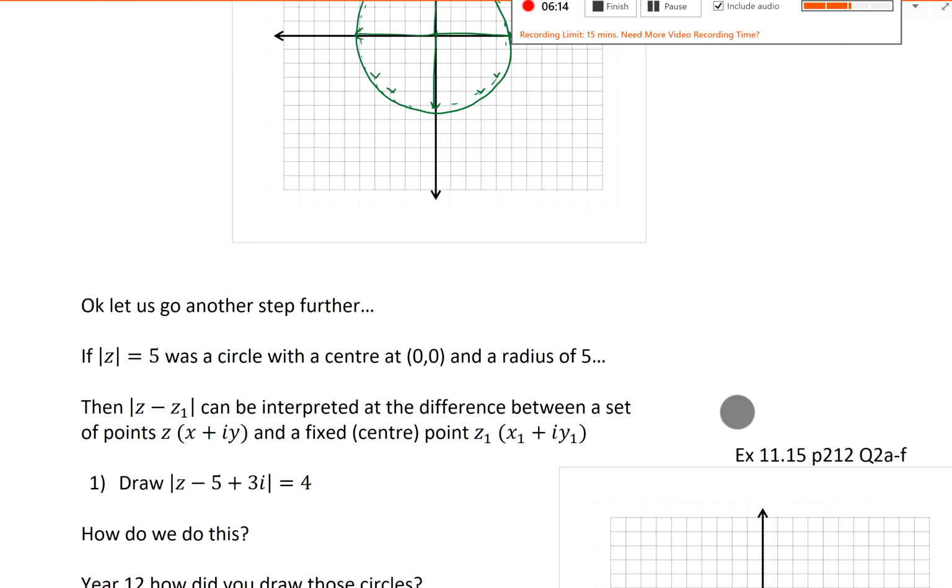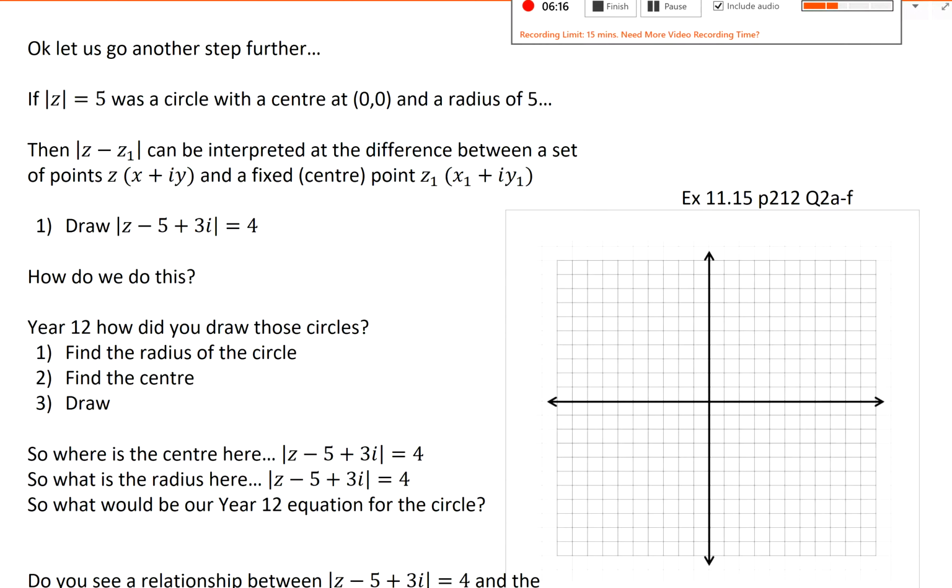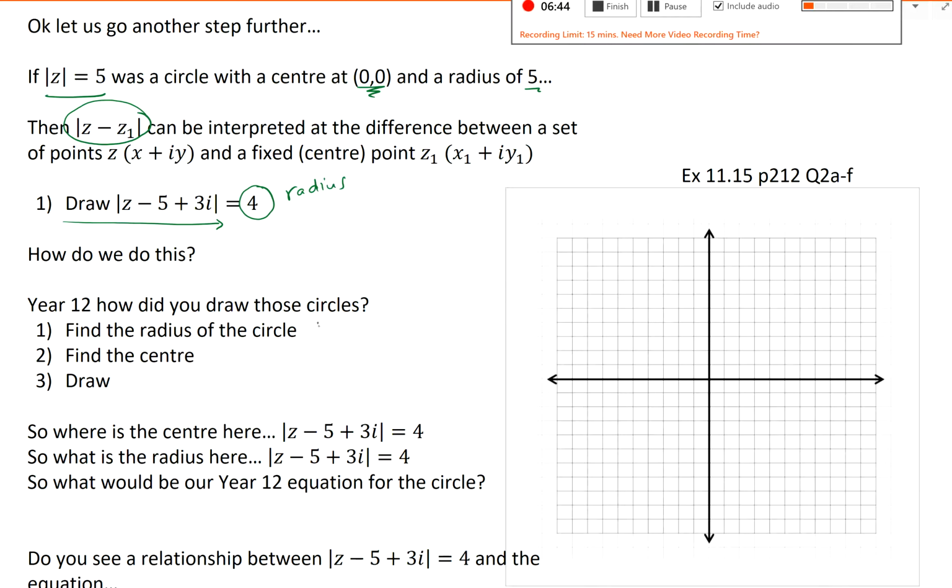So we had a look at that in a bit more detail. If this is a circle, it's got a center of 0, 0, radius of 5, then this here is just the difference between our complex number and the fixed center point of a circle. Drawing this one here has a modulus of 4, so that gives us our radius of 4. So there's a 4, there's a radius. We've got to find the center. How do we find the center? Well, from this formula here.